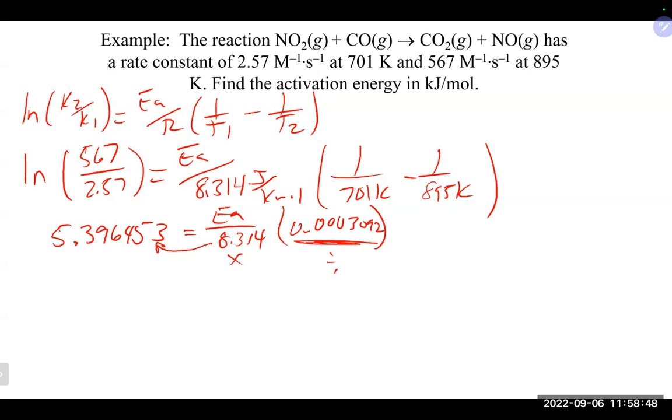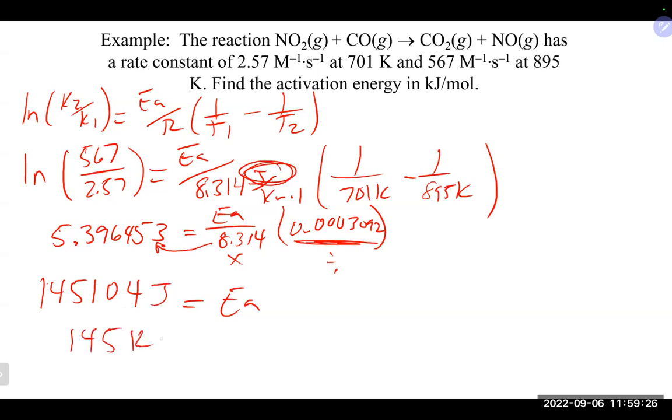So doing that move right there, multiplying the 8.314 times 5.396453, dividing by 0.0003092. It's going to give me an E of A of about 145,104. These units, once again, will be joules based off of the gas constant. Put it into kilojoules, about 145 kilojoules would be correct.